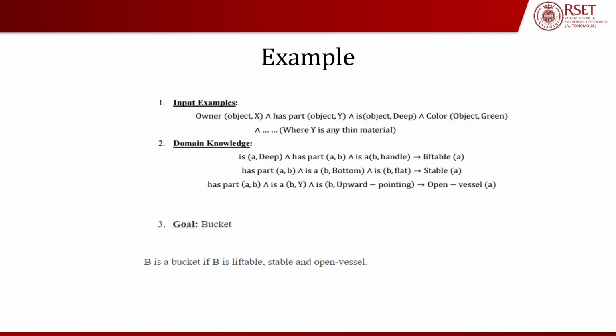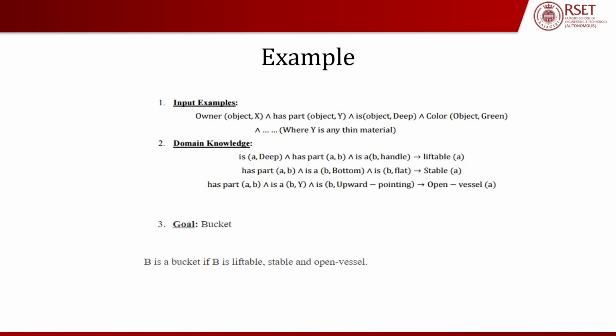Now we'll see one example for EBL. We have input examples, domain knowledge and a goal. This example clearly explains how artificial intelligence uses the input examples and domain knowledge in order to identify an object category. So B is a bucket if B is liftable, stable, and an open vessel. If these three conditions are satisfied, then you can say that B is a bucket.